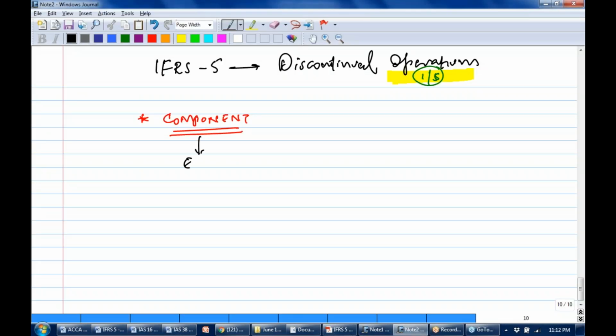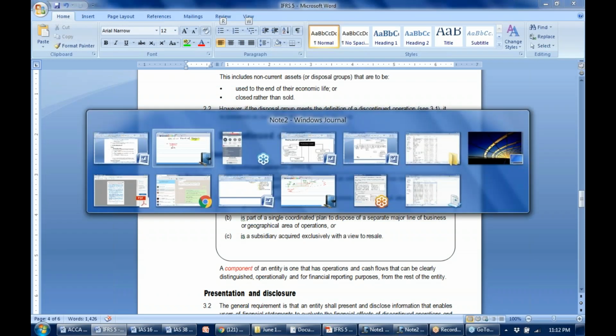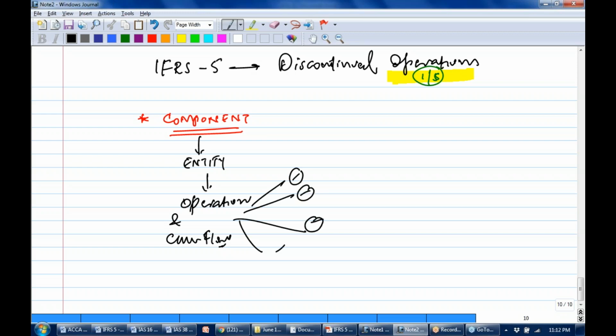For any entity, where the operations and cash flows are separately distinguished, each distinguished unit is called a component.